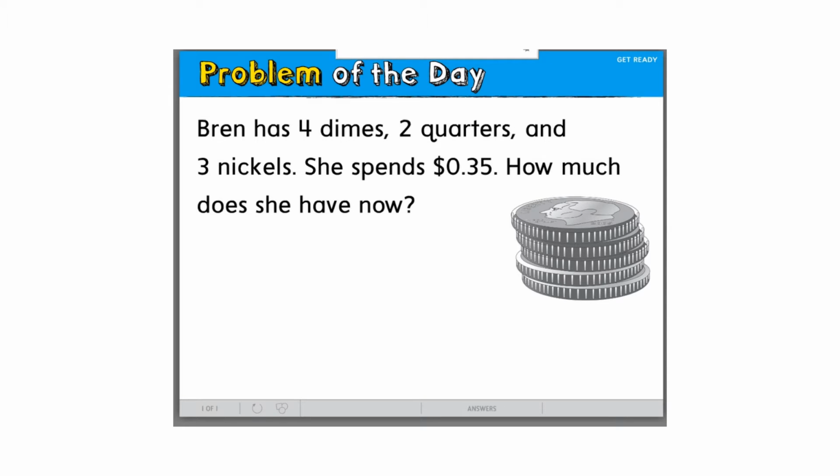Okay, so here's our problem of the day. If you have a whiteboard, you could solve it on there. If you don't, just use a little corner of your notes. It says Bren has 4 dimes, 2 quarters, and 3 nickels. She spends 35 cents. So how much does she have now? First you have to figure out how much all of that money equals. Then you're going to subtract 35 cents from that, because that's how much she spends. So we're practicing something we remember from chapter 5, which was subtracting decimals.